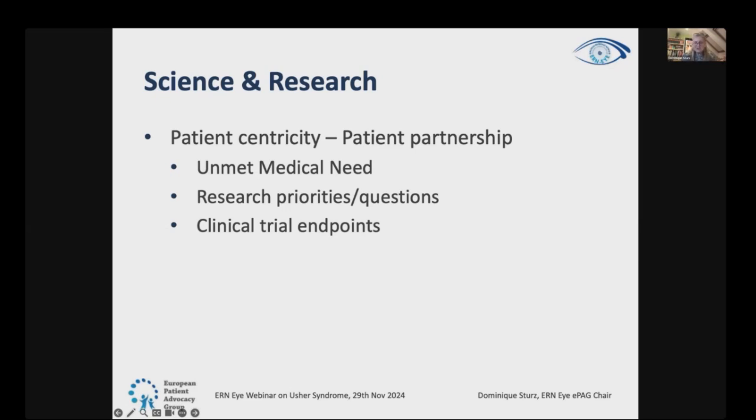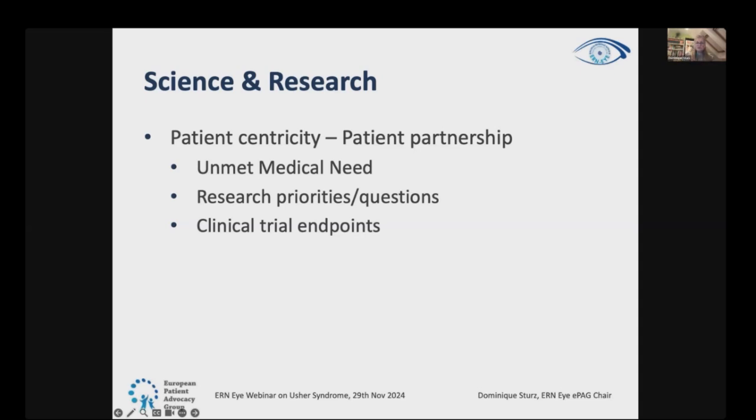Well, it's clearly vision. So this is important information, because all our efforts should go there. And also other patient preference surveys could be very valuable to direct our efforts and also where the money should go at the end of the day. And also in clinical trial endpoints, at the end of the day, it's all about patient centricity and patient partnership.